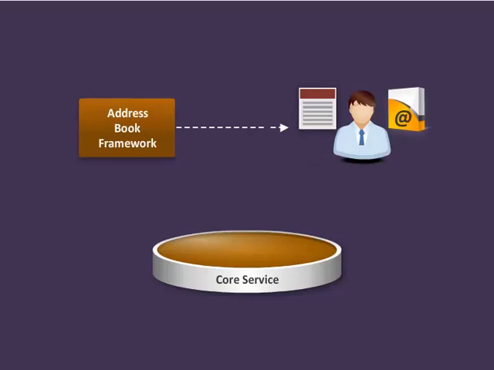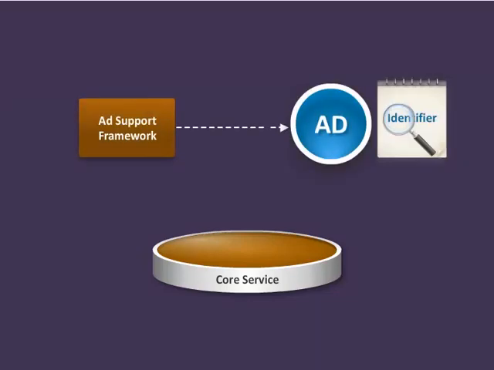The Address Book Framework provides programmatic access to a user's contacts database. If the app uses your contact information, you can use this framework to access and modify that information. The Ad Support Framework provides access to an identifier that apps can use for advertising purposes.